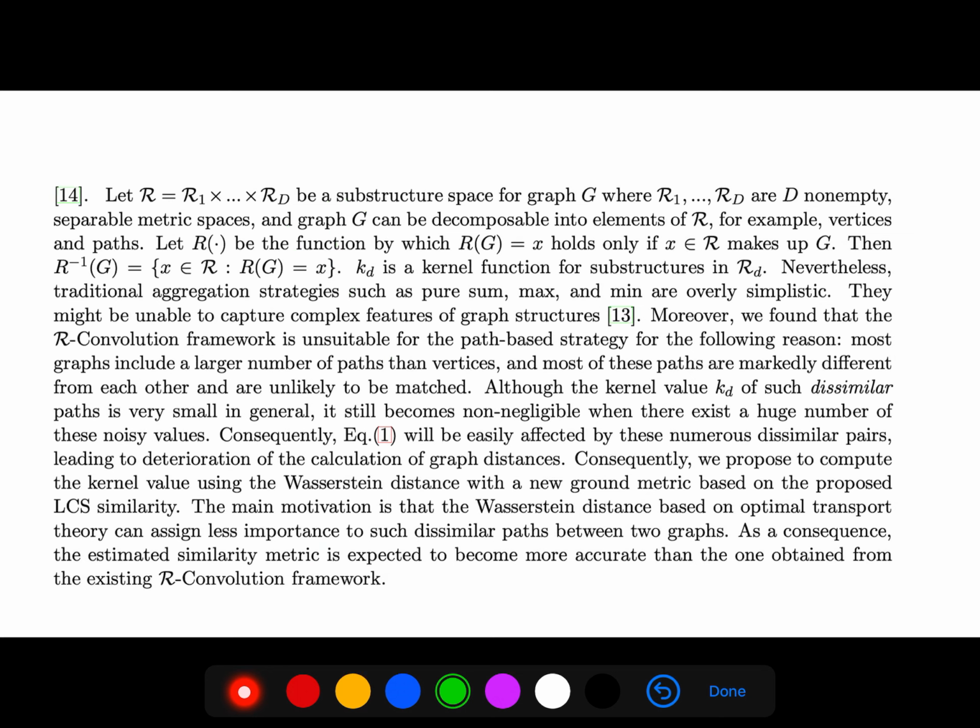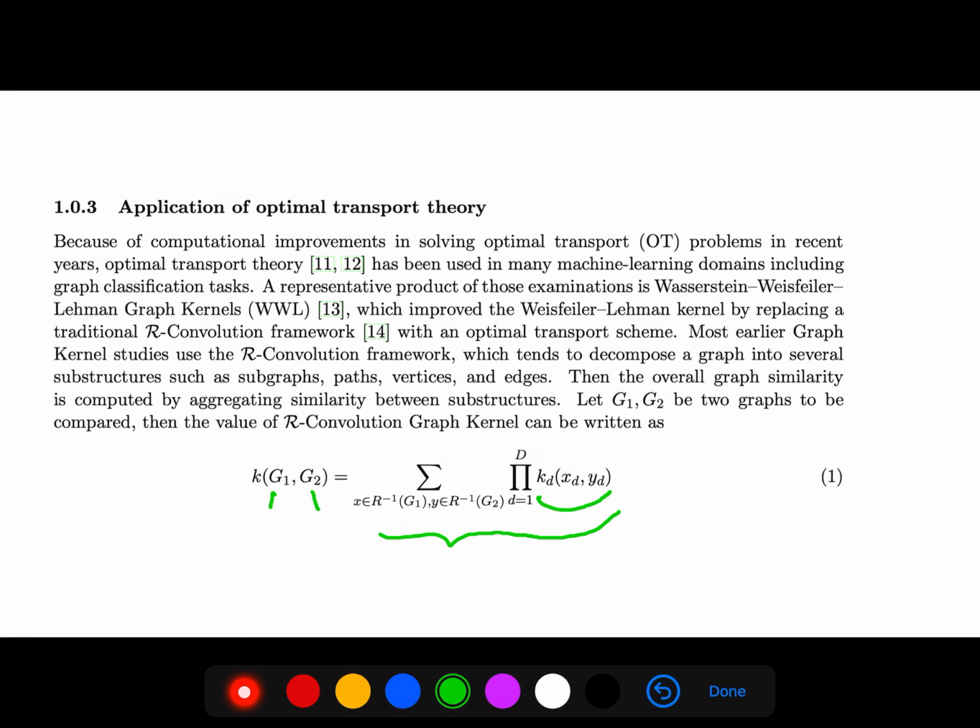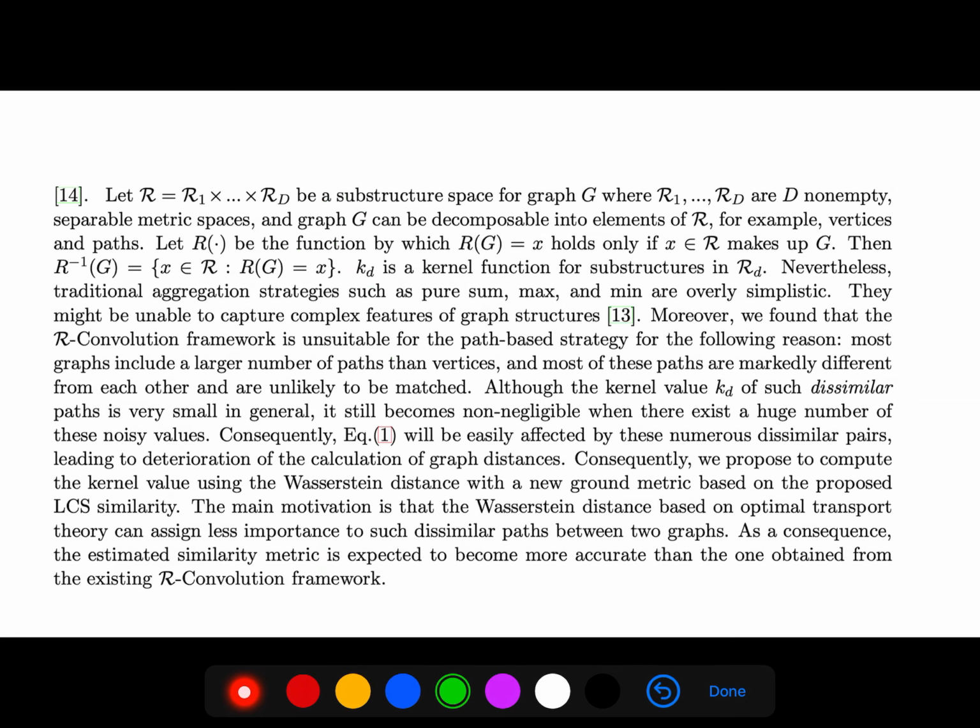So K sub D here is just a kernel function for substructures in R sub D. So R minus 1 is all x in R such that R of G is equal to x. But the traditional aggregation strategies such as pure sum or max or mean are overly simplistic. They might be unable to capture complex features of graph structures.